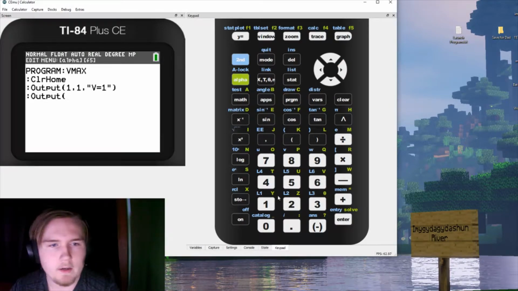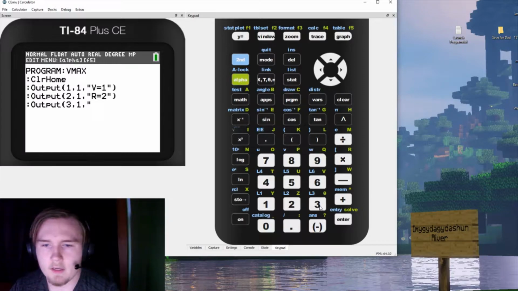I'm going to output here at 2, 1. Again, if you do not have the color calculator, this would be 2 and then 3. And I'm going to say R equals 2. I'm going to continue on at 3. Again, if you're using the non-color, that'd be 4. And I'm going to say theta equals that. Again, equals is second math, 3. So close your parentheses, go out.